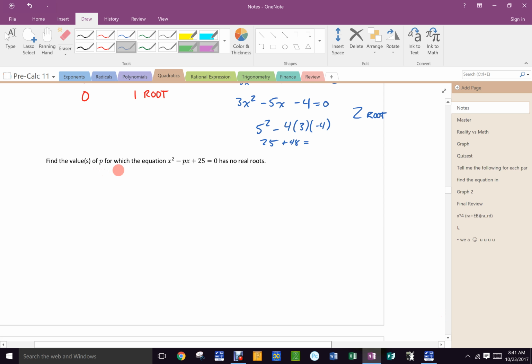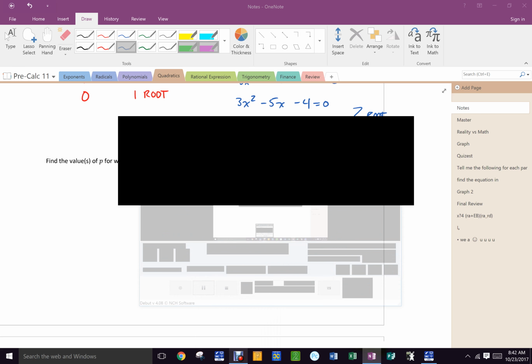How are you going to find a value for P so there's no real roots? I'll wait a moment while you think about it.